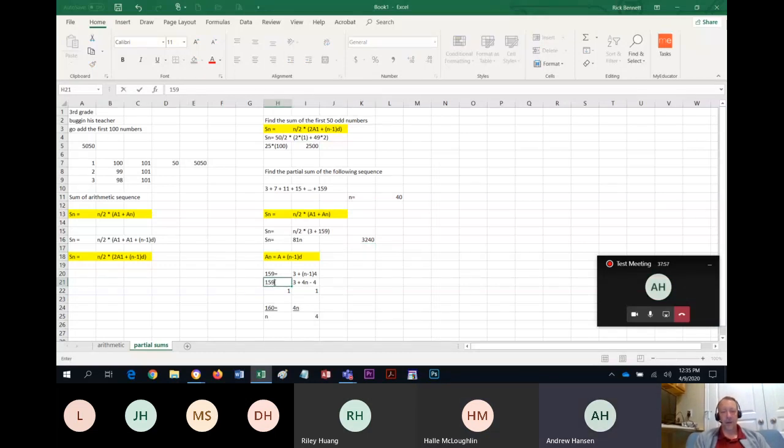Okay? Why did you add 1 to both sides? Back here, I've got 159 equals 3. So I took the 3 minus 4, which is -1. So another way to write this would be 4n minus 1. So I added 1 to get rid of the 1. Does that make sense?